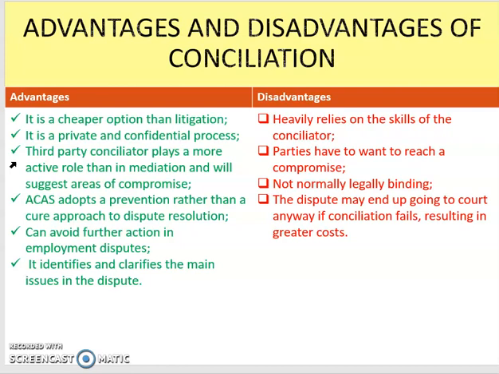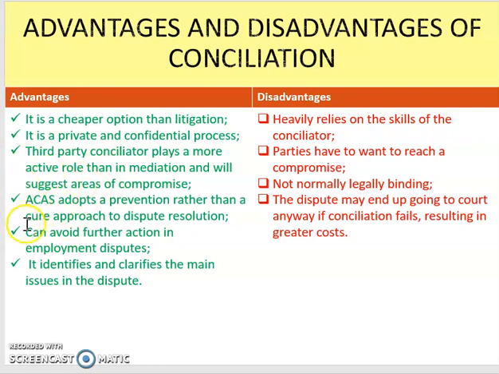So with negotiation, if it's just the two parties, they might be limited to what they can think of to resolve it. But a conciliator can be a fresh pair of eyes that's going to come up with new ideas, ways forward.